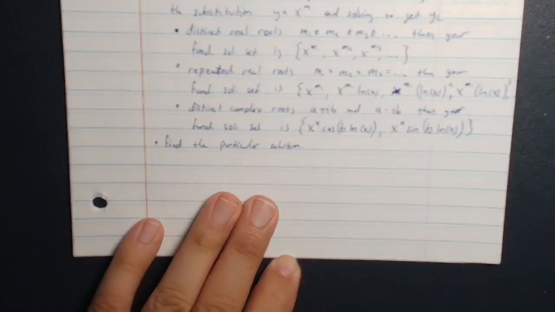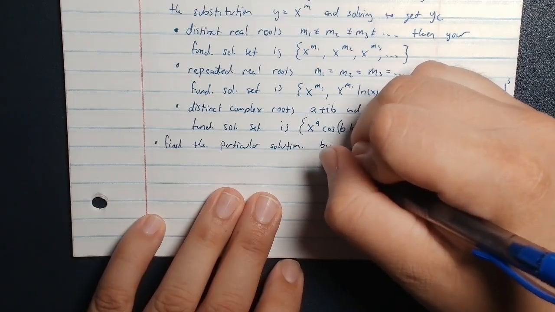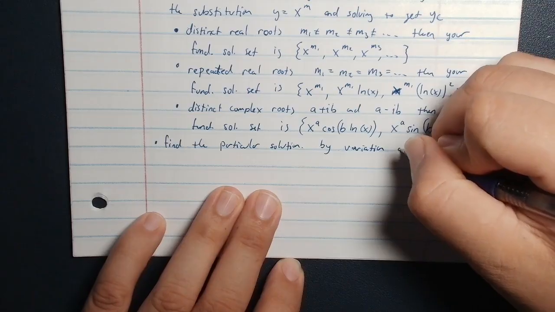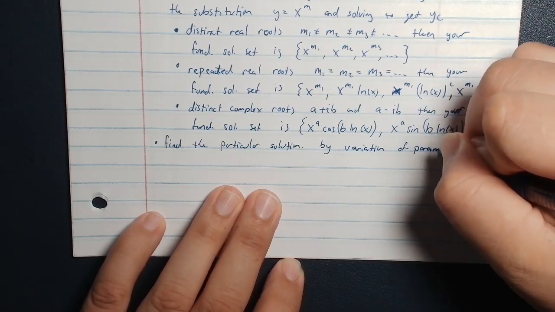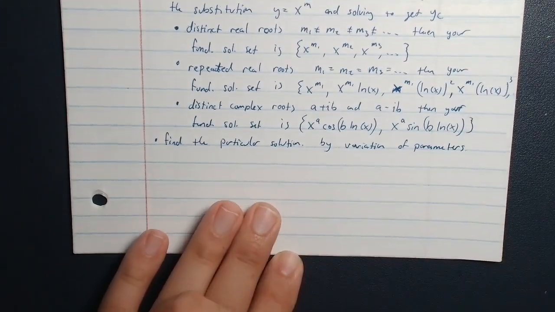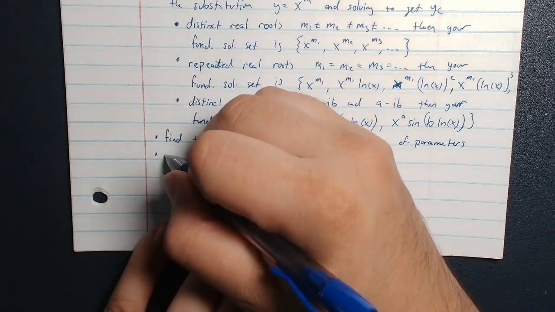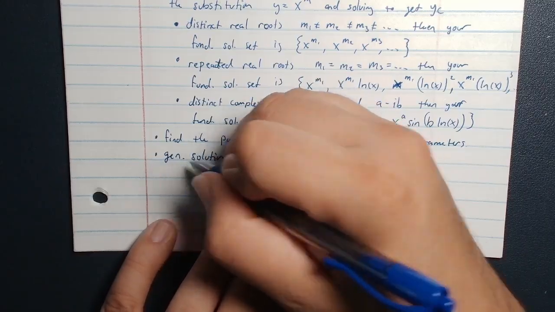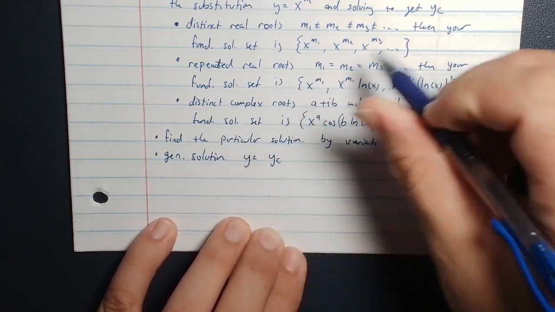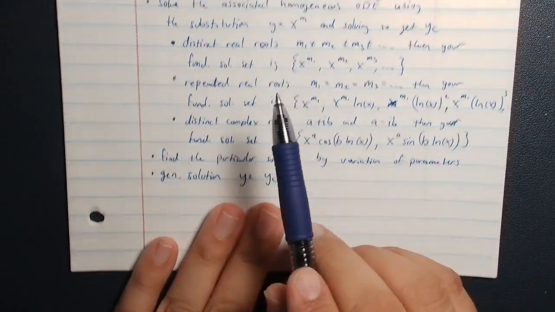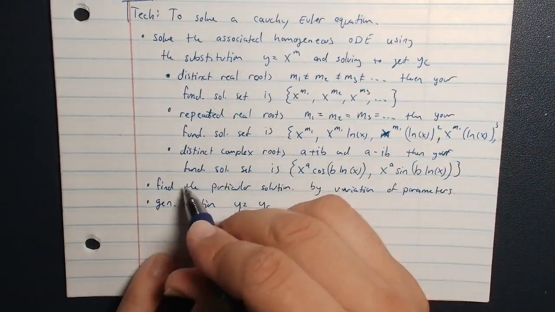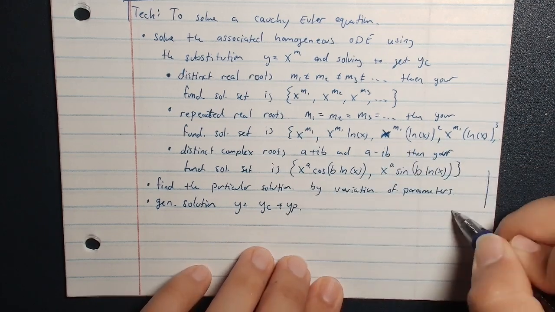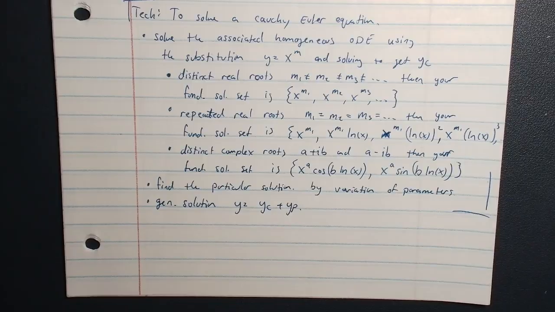And here we're going to be using variation of parameters. And finally, as always, our general solution is just going to be y equals our y sub c found up here in the first big step, and then plus our particular solution found here in the second step by variation of parameters. And that will give us our solution to a Cauchy Euler equation.